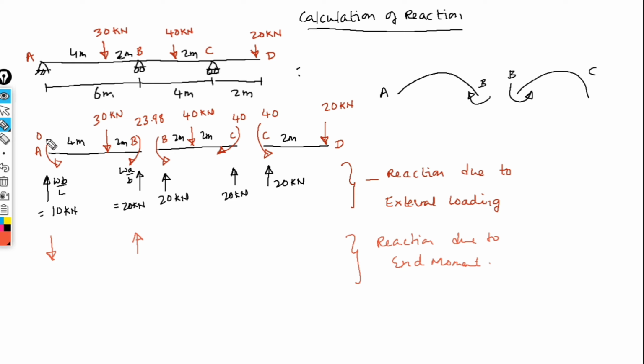So what is the difference of moment? Here it is 0. This is 23.98. So the difference of moment is 23.98 divided by span 6 meter. So you will get 3.99.